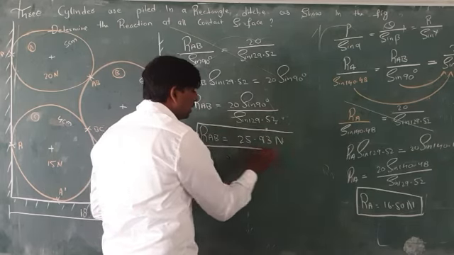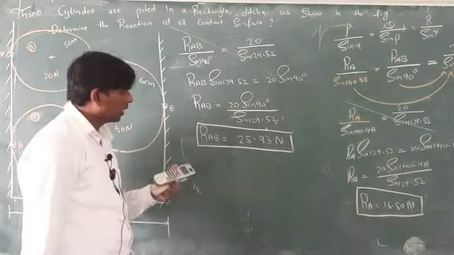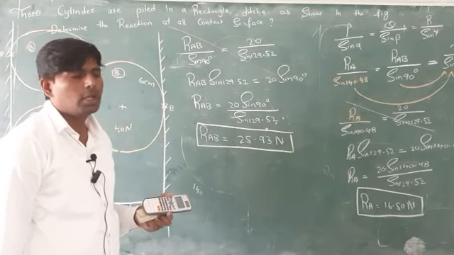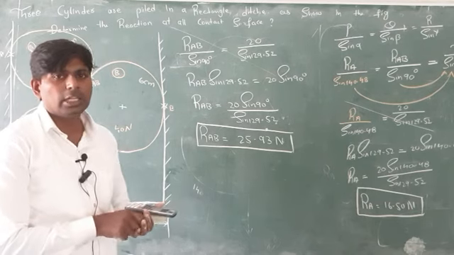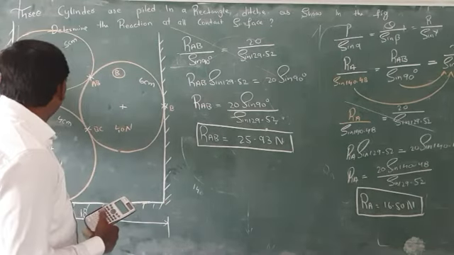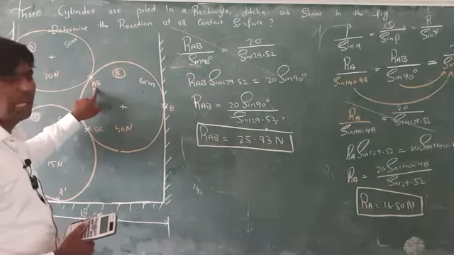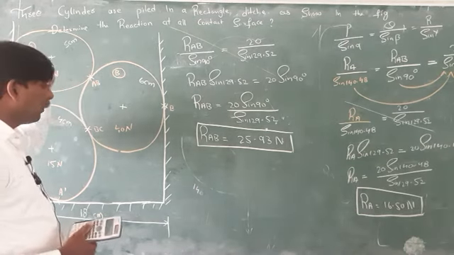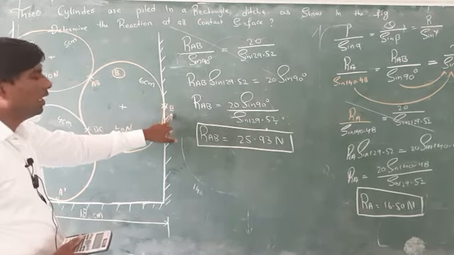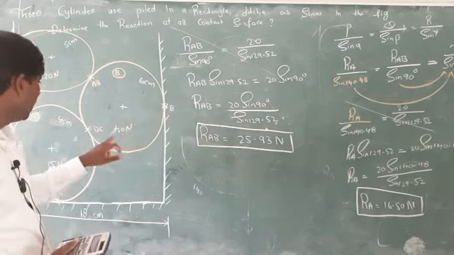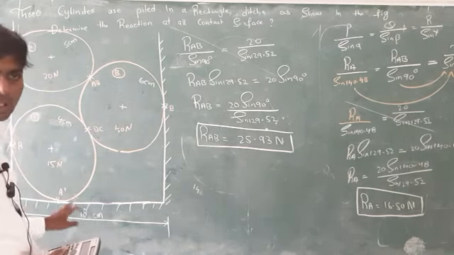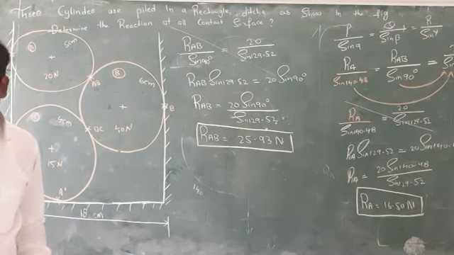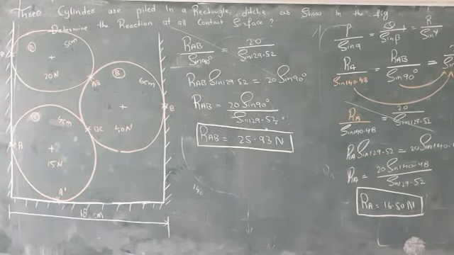From this you will get the value of RA, and here you will get the value of RB. Like this you have to find out the reaction at A and the reaction at B. See, reaction at A and reaction AB you got. After that you have to find out the reaction at B, then reaction of BC, then reaction of A, then reaction of A dash also, with the help of this one.